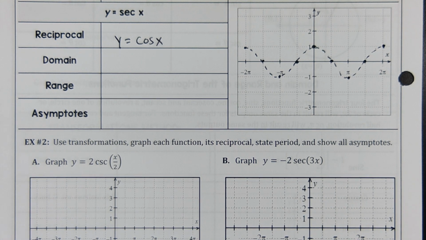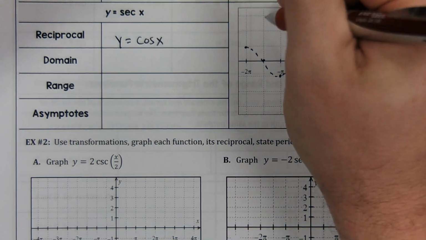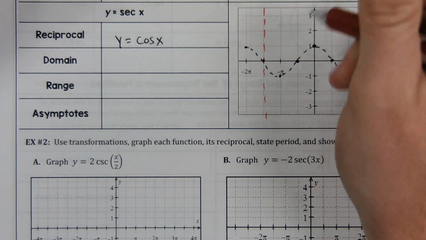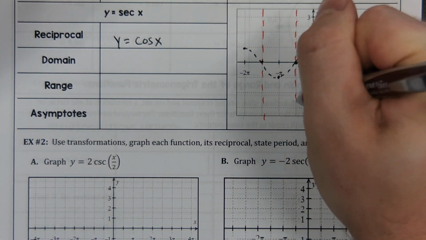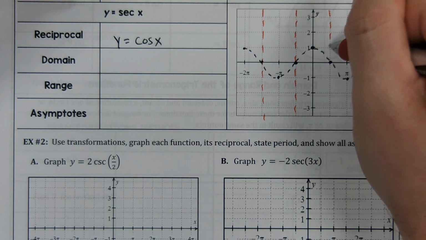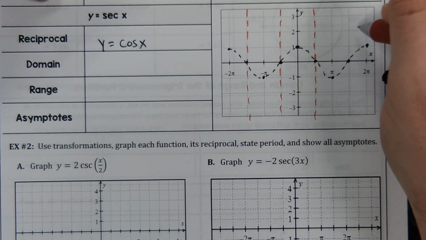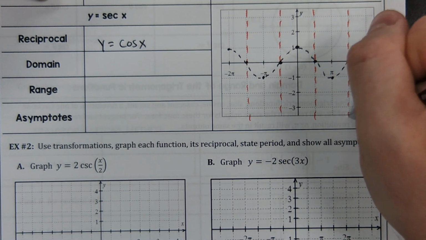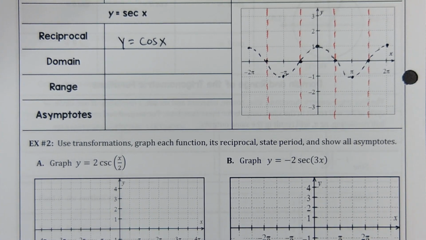Domain. Well, look, cosine of x has the ability to be 0. So every time cosine of x equals 0, I am breaking the domain of its reciprocal. So its domain is going to be everything except for when cosine hits its midline. Just like cosecant, secant has an infinite number of vertical asymptotes. But these are not on the whole multiples of pi. These are on the odd multiples of pi over 2.